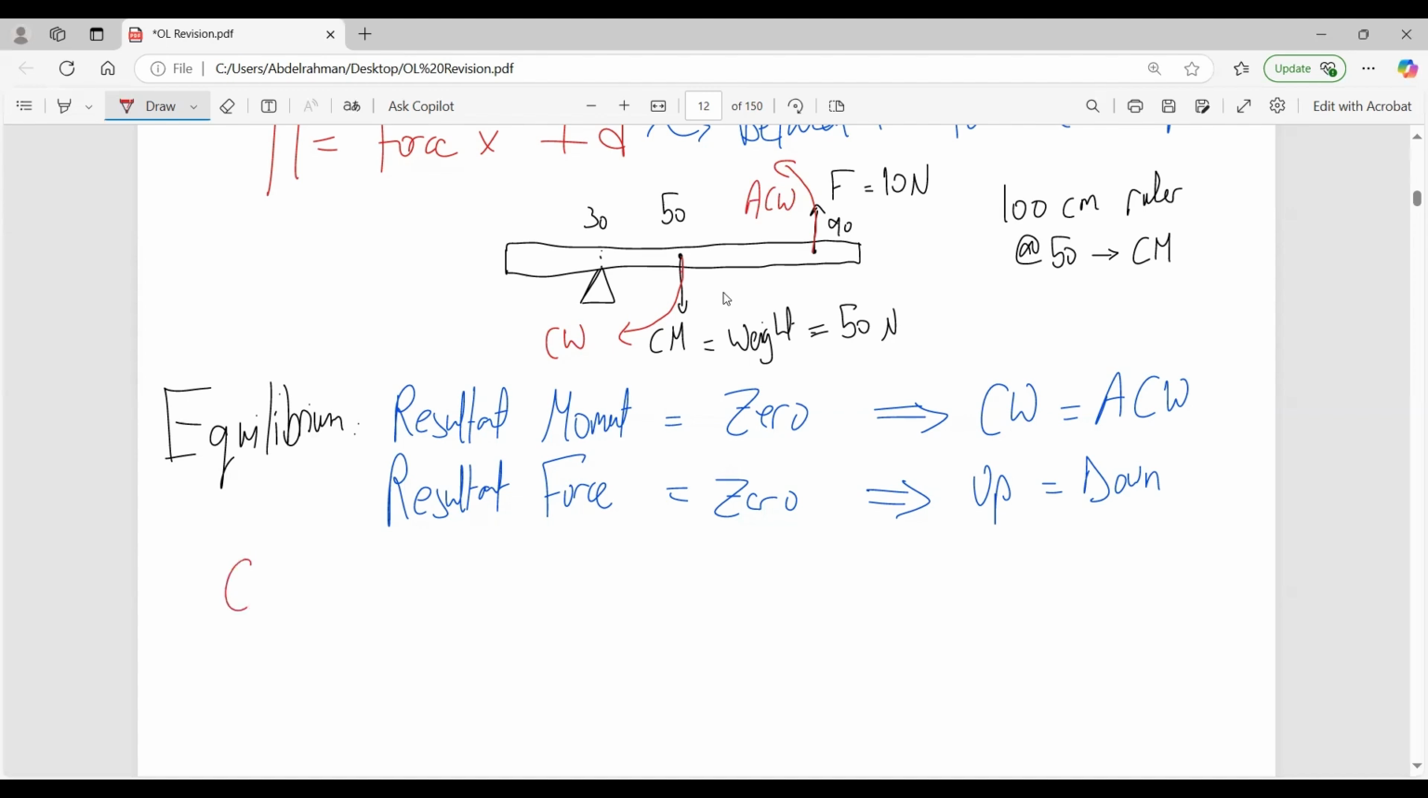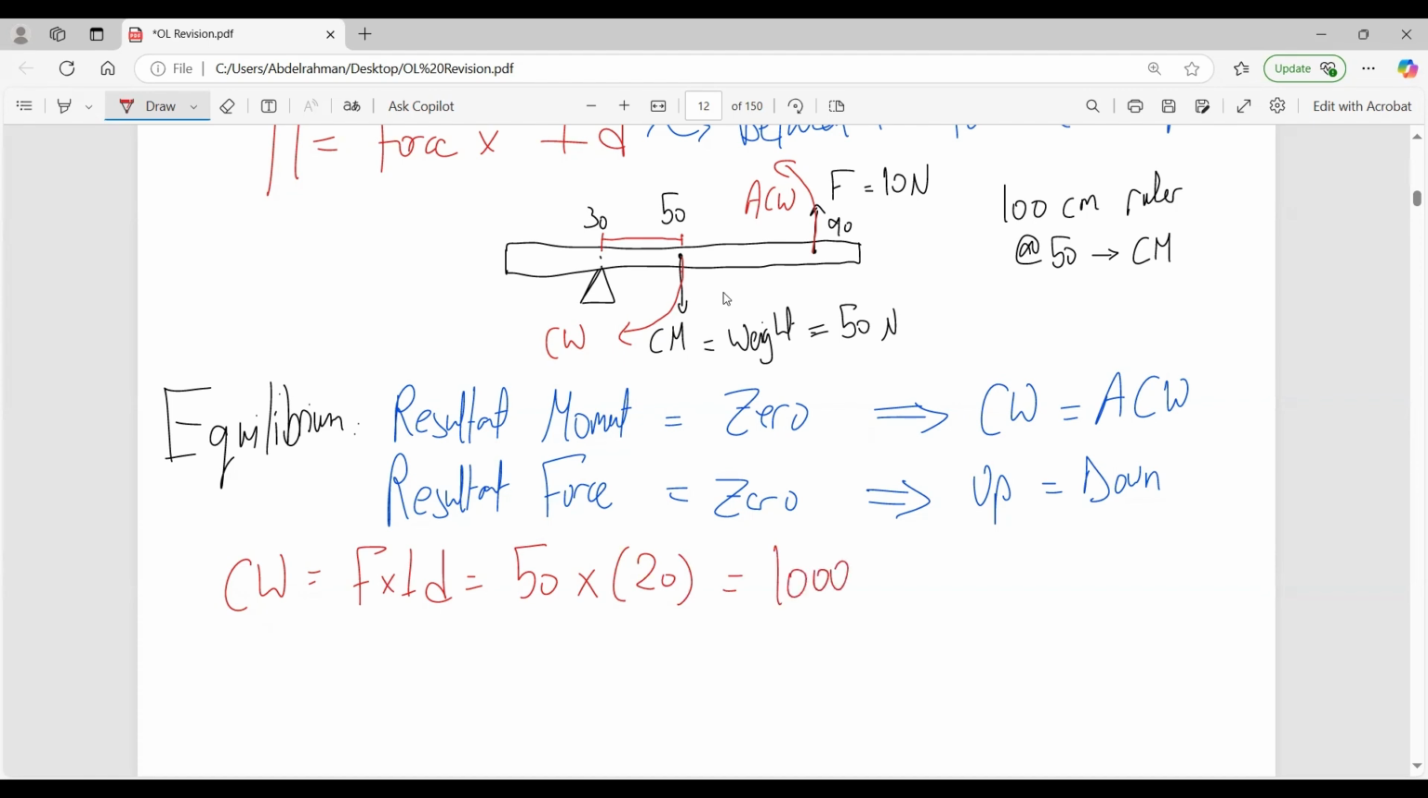Let's calculate them. The clockwise moment is force times perpendicular distance to the pivot. Be careful, to the pivot. It's not 50. The distance between the center of mass and the pivot is 20. It's 50 minus 30. So the clockwise moment is force times perpendicular distance, meaning the force is 50 newtons times the distance, which is 50 minus 30, which is 20. So the clockwise moment is 1000.